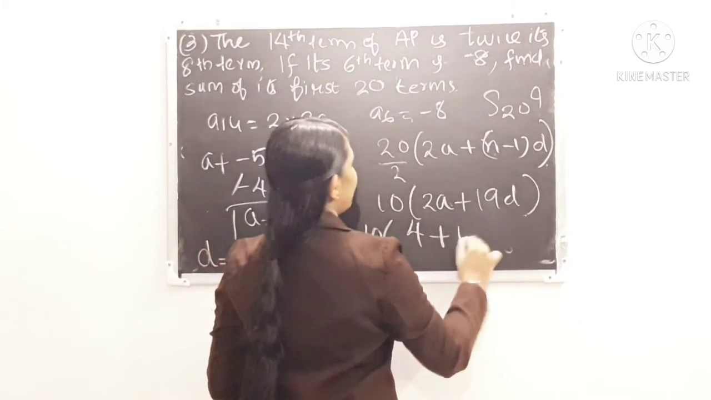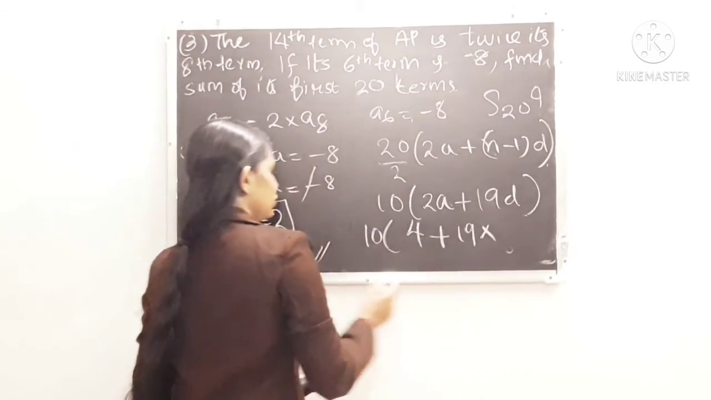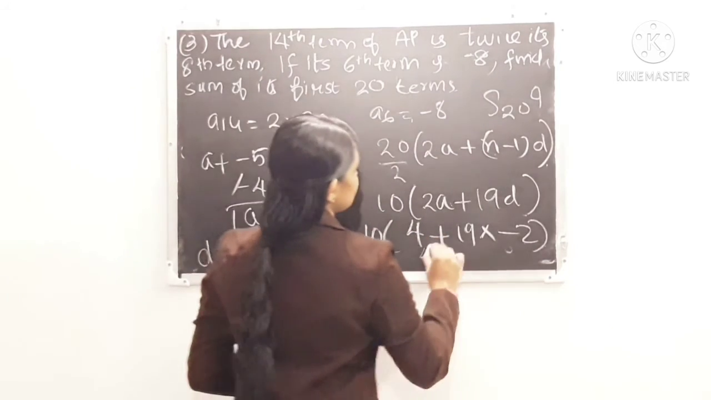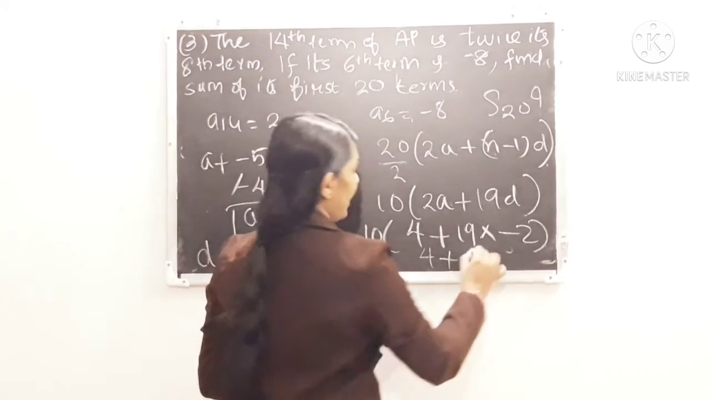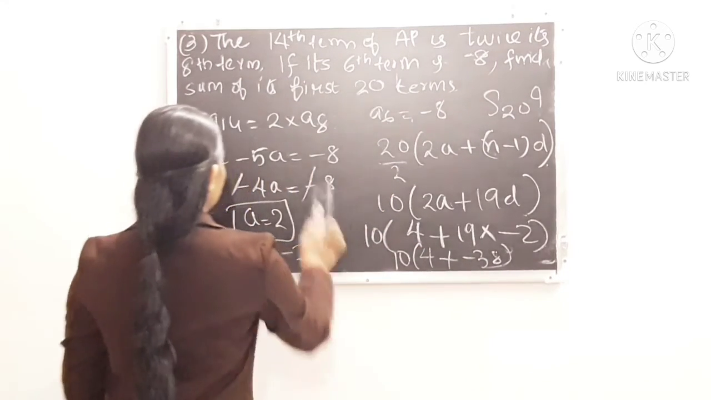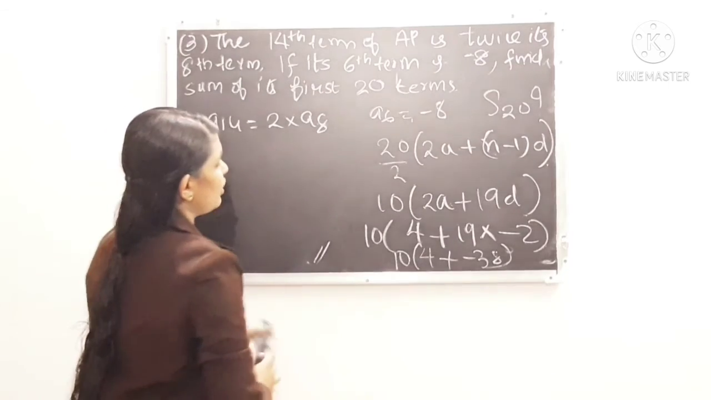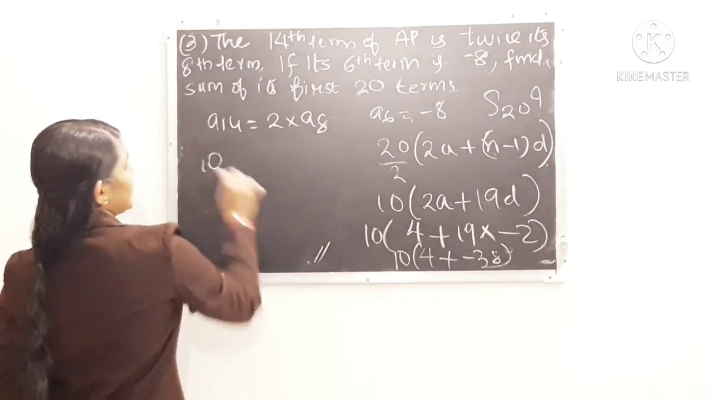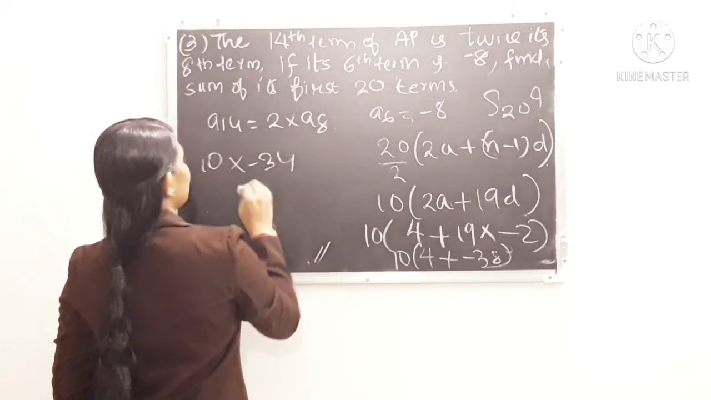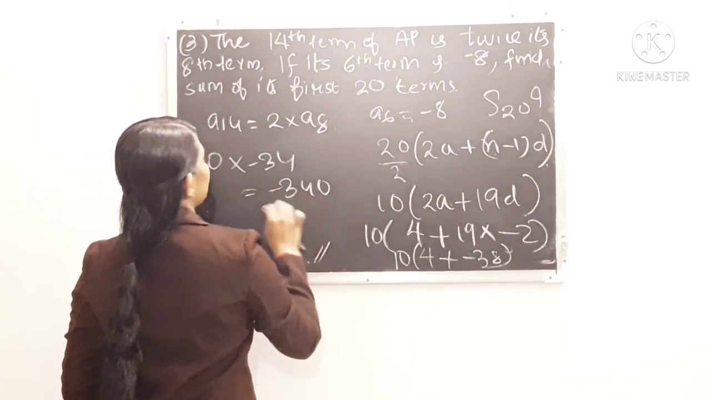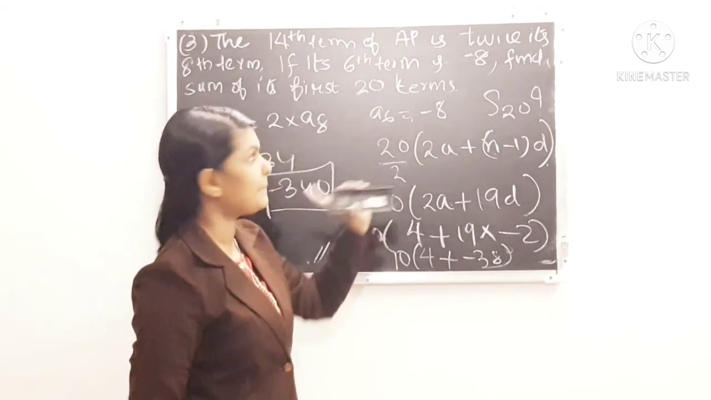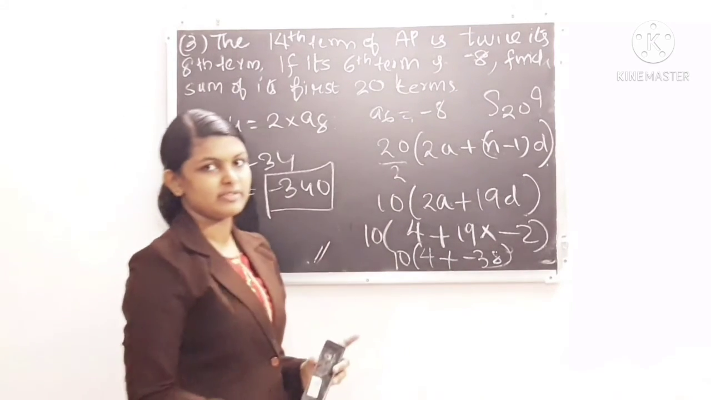So 4 plus 19 into d. What is d here? It is equal to minus 2. So what is 4 plus 19 into minus 2? That is 4 plus minus 38, into 10. So it will be equal to 10 into minus 34, which will be equal to minus 340. That is, minus 340 is the sum of the first 20 terms of this AP.